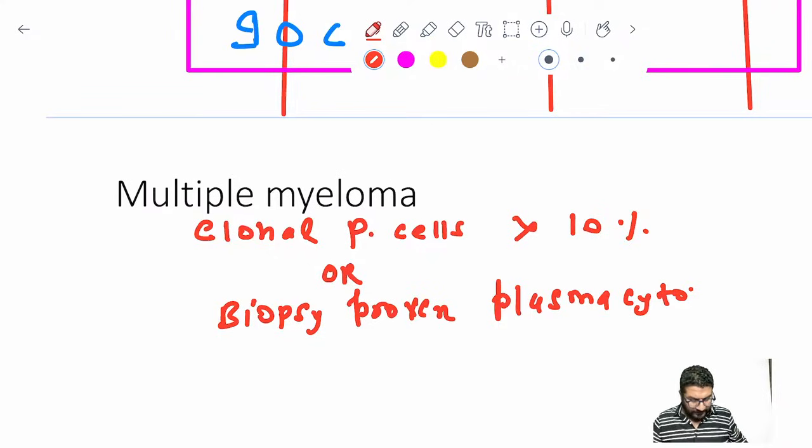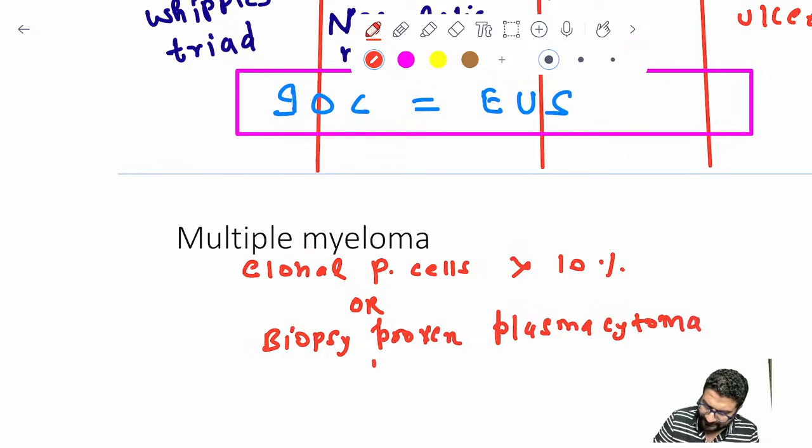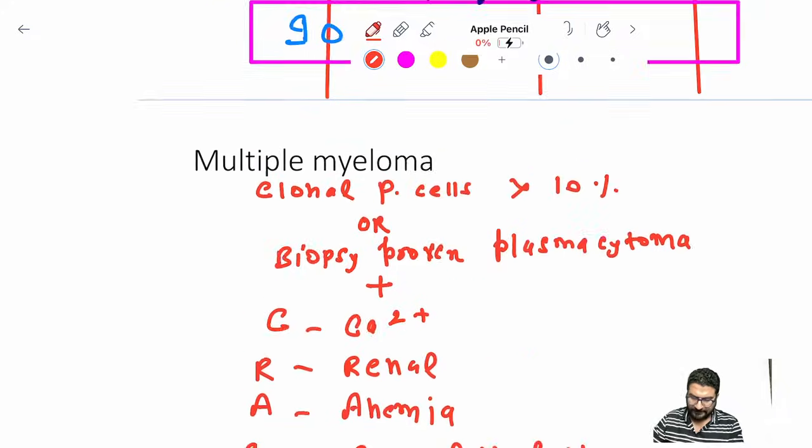So biopsy-proven plasmacytoma means a biopsy-proven plasma cell tumor. Plus you will see CRAB features. C means hypercalcemia, R for renal involvement, A for anemia, and B for bony lytic lesions. Done. This is about multiple myeloma.